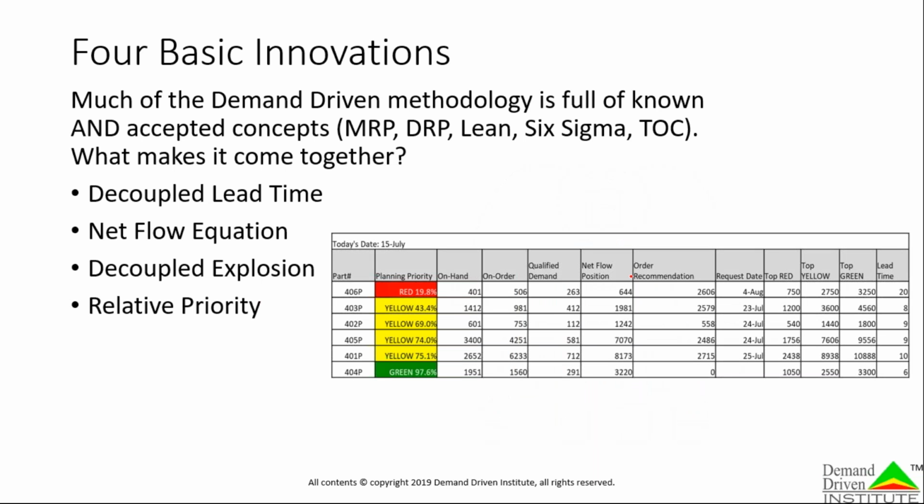The final innovation is what we call relative priority. And relative priority is both for planning and execution. What relative priority does is it gives us a very quick way to tell us which parts are in trouble and need resupply or need expediting versus which parts don't need anything at all.